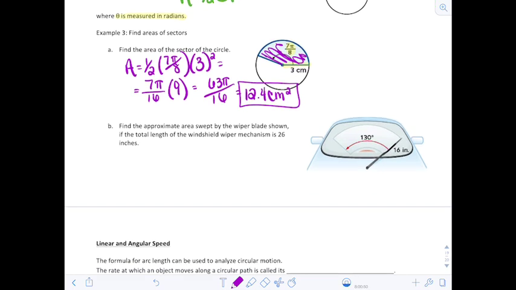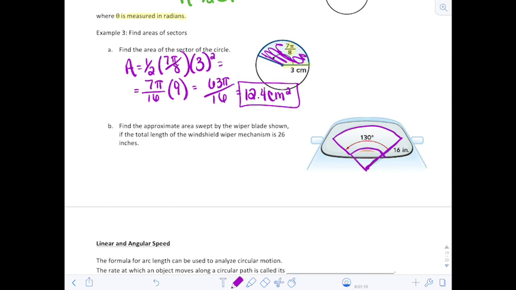Okay, find the approximate area swept by the wiper blade shown if the total length of the windshield wiper mechanism is 26 inches. So we have the pivot point of the blade down here. The total length of this is 26, but the blade itself is only 16. So what we have to find is just this area that is cleared by the windshield wiper.